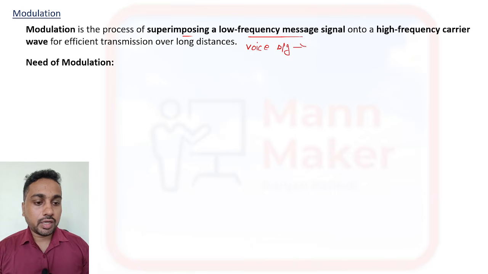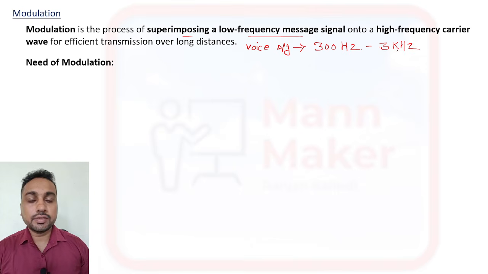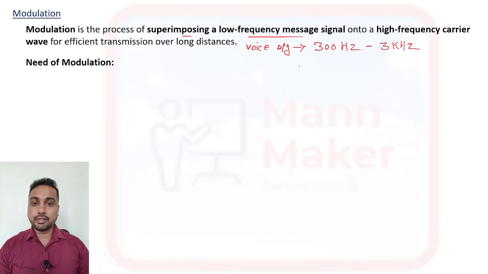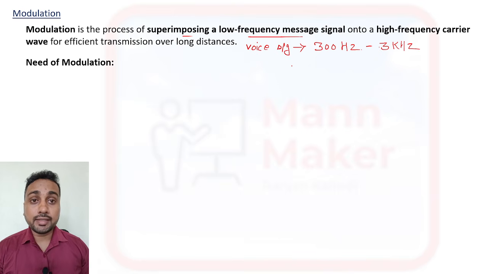Our voice signal is generally 300 Hz to 3 kilohertz. So this is low frequency, and we need to transfer this low frequency far away. So for that we need a high frequency carrier, in which we can superimpose our message signal, and it will transfer over a long communication.